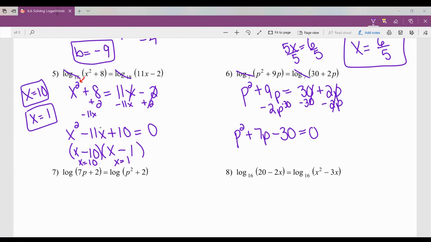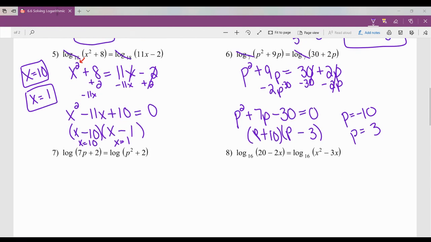So now we say, what are my factors of 30 that are going to subtract to give me 7? 10 and 3: 10 minus 3 will give me positive 7. Oh, instead of an x, it's a p, because p is our variable. So when we set each one equal to 0, we get p equals negative 10 and p equals 3. Let's see if they both work.